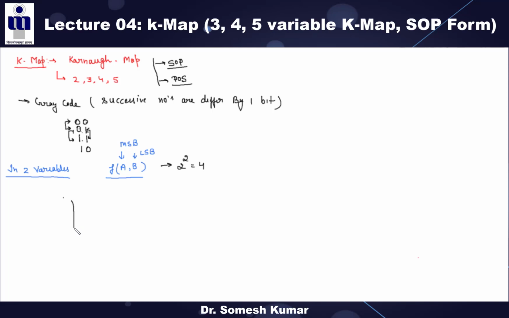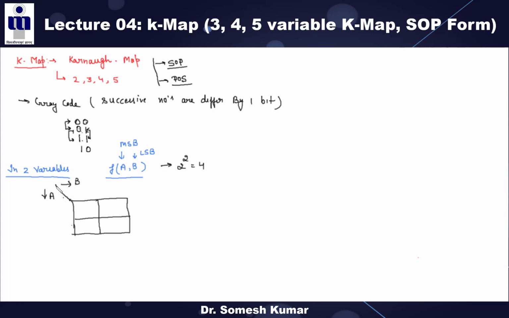So this is your K-map for the two variables, with cells numbered 0, 1, 2, 3. These are your 4 cells for the two variables. We can assign variables to the sides. On this side you can assign A, and on this side you can assign your LSB.